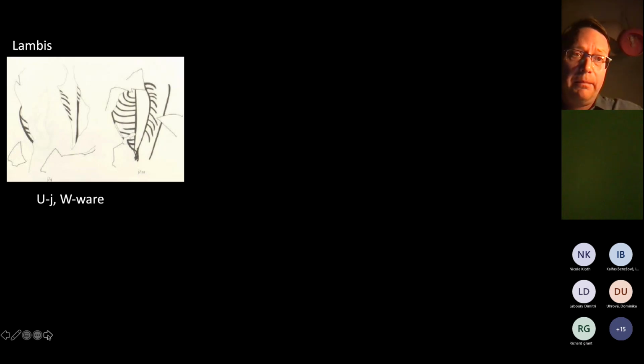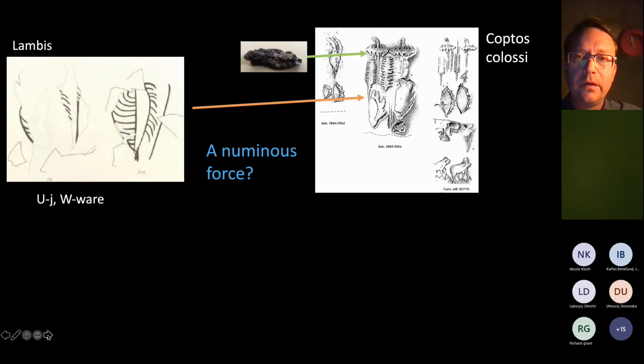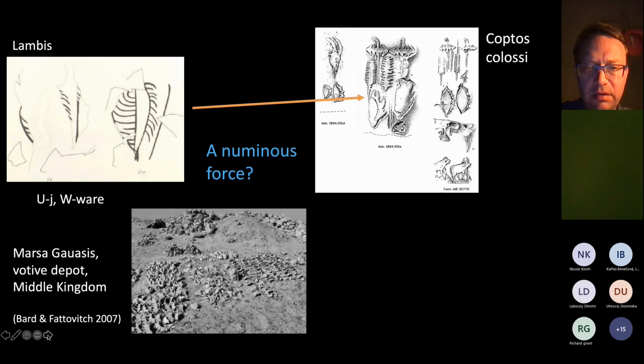We also have this lambis. So it's a kind of shell or conch from the Red Sea, a very impressive type of shell. You can find it, for example, on the Coptus colossi, associated with a Min symbol. And so here you already wonder whether it might stand for some kind of numinous force. This is confirmed by what you have 1,000 years later in Marsa Gawasis: there's a votive depot of several hundreds of these shells dating to the Middle Kingdom, but nonetheless, most probably a numinous force of some sort.